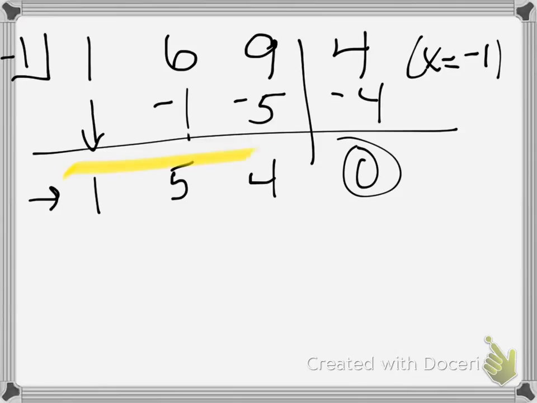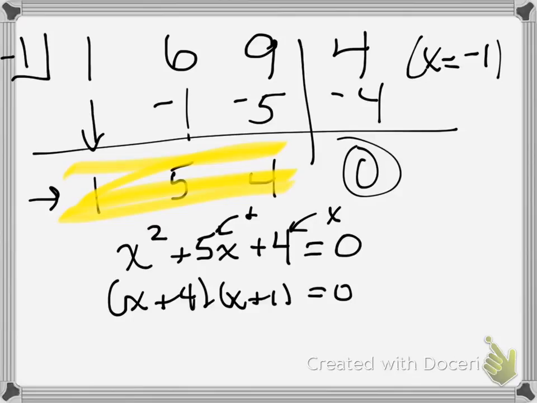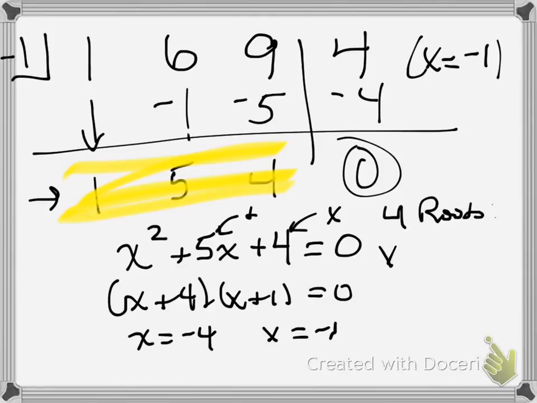Now, if we look at the 3 numbers that are left here, we can write our depressed polynomial, and it's going to be a quadratic again. x squared plus 5x plus 4 equals 0. And I can factor that. What multiplies to 4 and adds to 5? x plus 4 and x plus 1. When I set each of those factors equal to 0, I get x equals negative 4 and x equals negative 1. So my 4 roots are x equals negative 1, x equals negative 4, x equals negative 1?